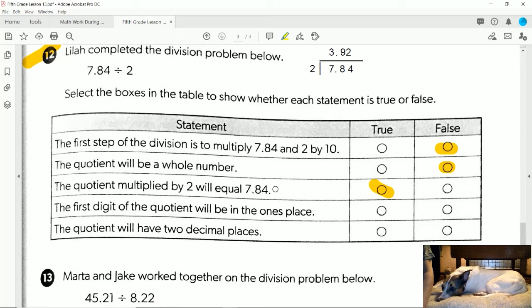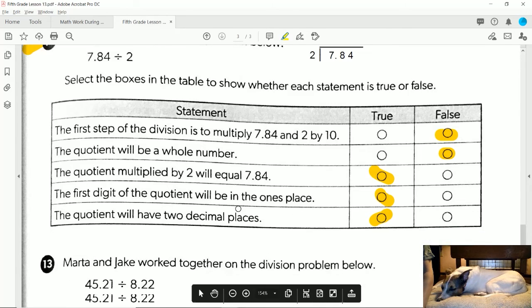The first digit of the quotient will be in the ones place. That is correct because this is the ones place, then the tenths place, then the hundredths place. The quotient will have 2 decimal places. That is correct. So there are 2 decimal places after the decimal point.